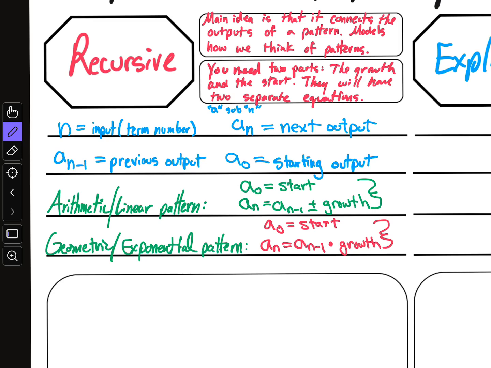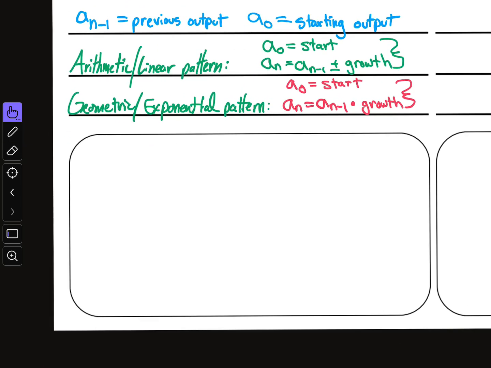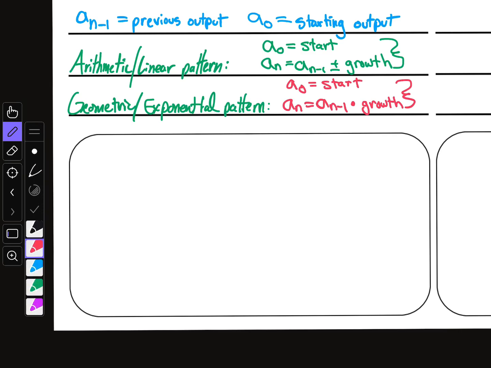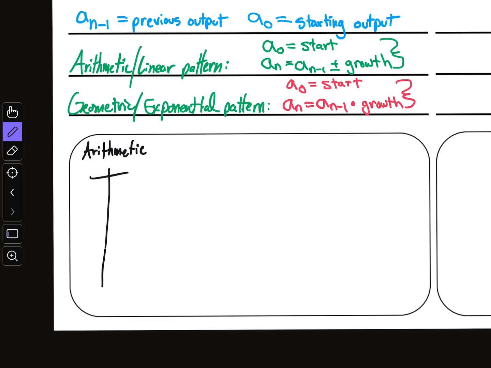If you need to catch up, pause it. If not, let's move on and talk more about it with this example idea. Let's write some stuff down first. We've got arithmetic, which has a table here with n and a sub n, and we've got geometric. We're going to have another pattern here, again with n and a sub n, and let's actually fill this pattern in.